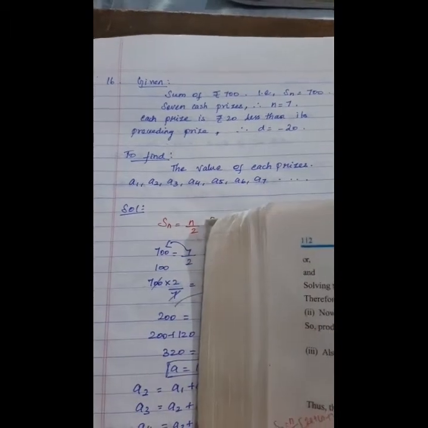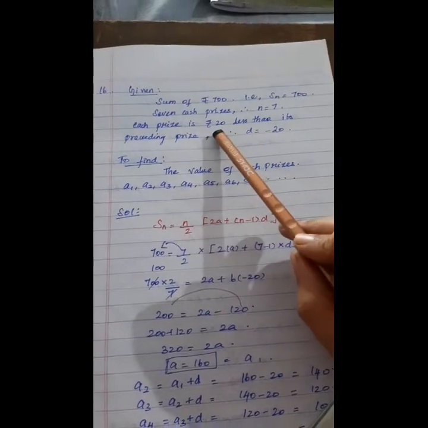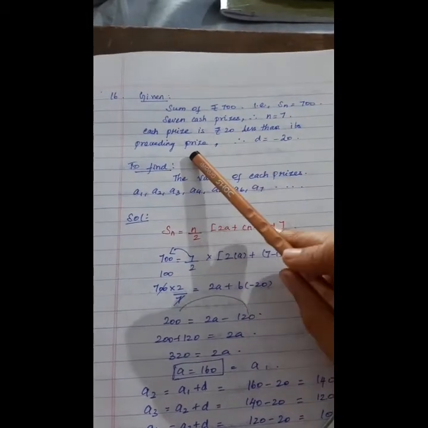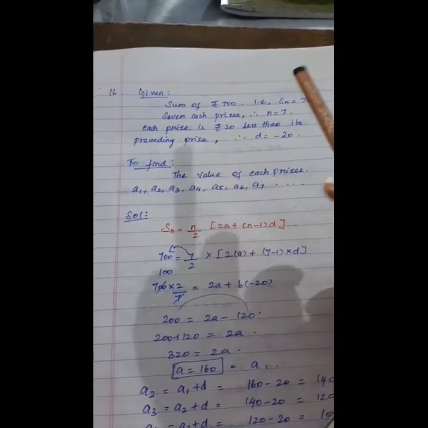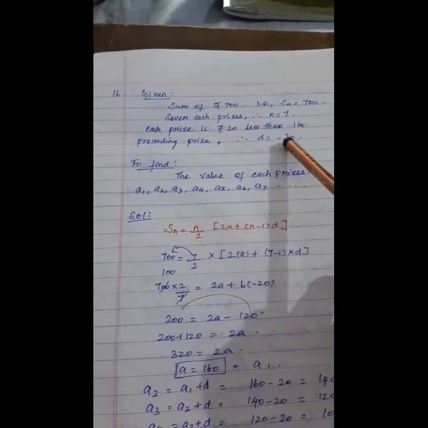And what is the difference between each cash prize? They say that it is 20 rupees less than the preceding prize. So what is 20? 20 is your D, which is equal to minus 20.